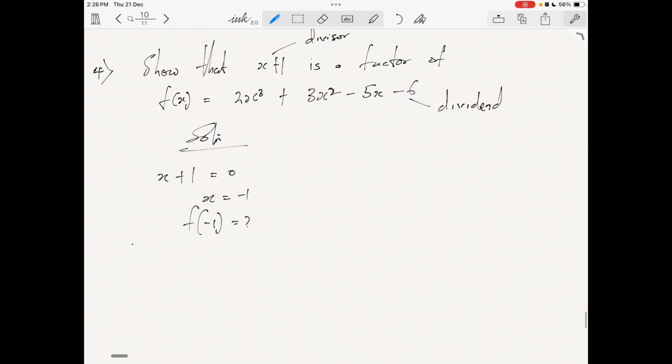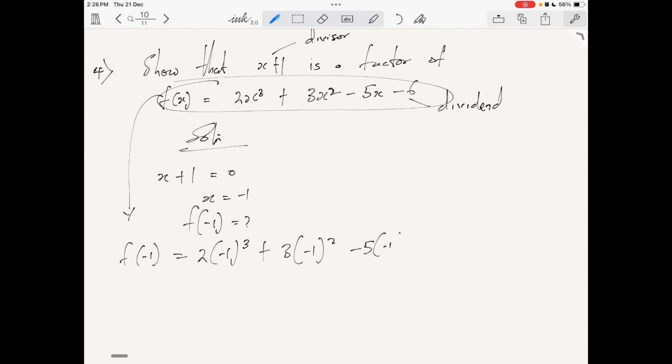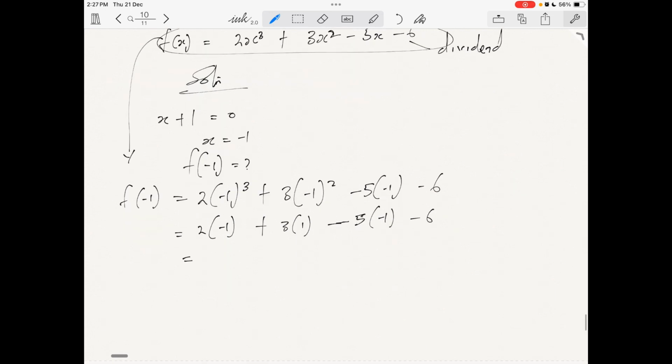So that means my f of minus 1. I'm going to apply my equation here. Wherever I see x in this equation, I substitute minus 1. So that means 2 into minus 1 cubed plus 3 into minus 1 squared minus 5 into minus 1 minus 6. This will give me 2 into minus 1 plus 3 into 1 minus 5 into minus 1 minus 6. When we multiply out, we have minus 2 plus 3 plus 5 minus 6, and our answer will be 0.